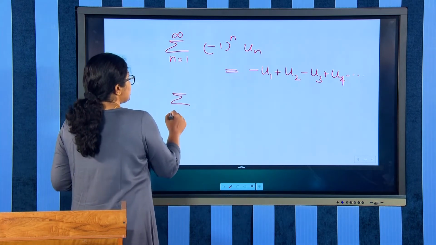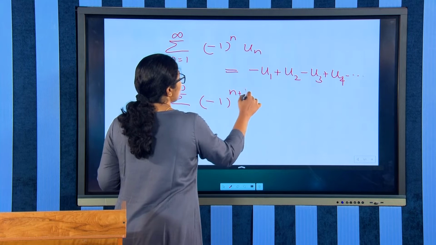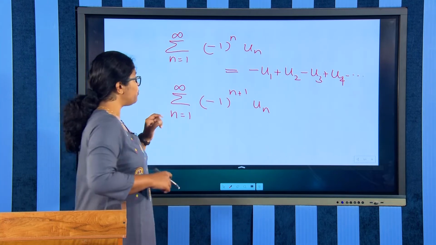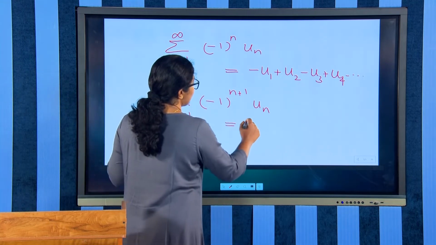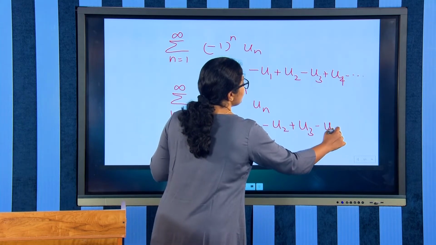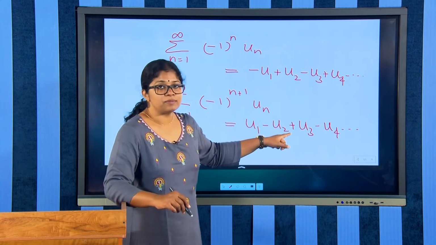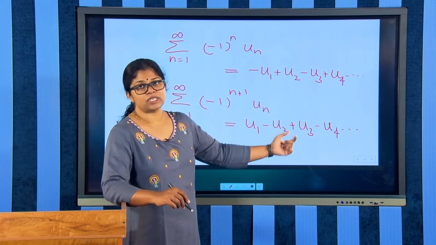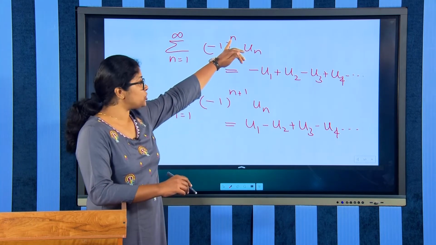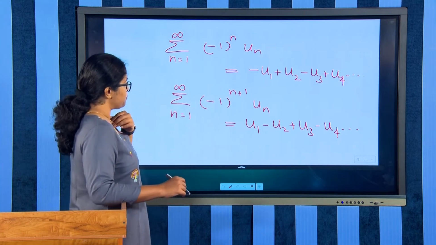The second notation was summation n equal to 1 to infinity negative 1 power n plus 1 u n, and if you put n equal to 1 to infinity, in this case you will be getting it as u1 minus u2 plus u3 minus u4 and so on, where also we can see the terms of the series are alternatively positive and negative. So, if the first term is negative, we will use the first notation. If the first term is positive, we can use this notation. That is the only difference.